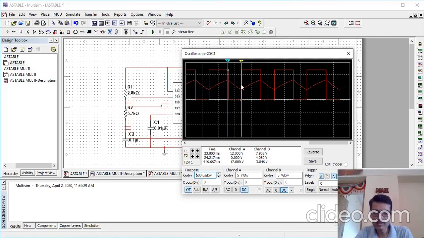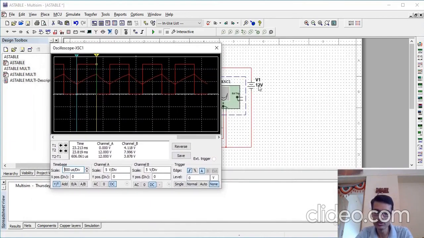And this second waveform, channel B, represents the charging and discharging of the capacitor which we have connected to channel B. And the voltage is always between 1/3 VCC and 2/3 VCC. Just see the voltages over here. This is around 8 volts and 4 volts. My VCC is 12 volt, and 1/3 of that is around 4 volts, and 2/3 of the VCC is around 8 volts. That is this point and this point.